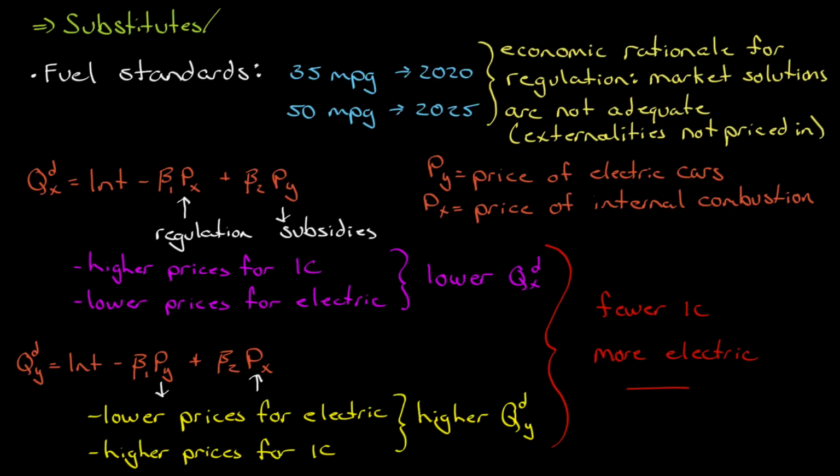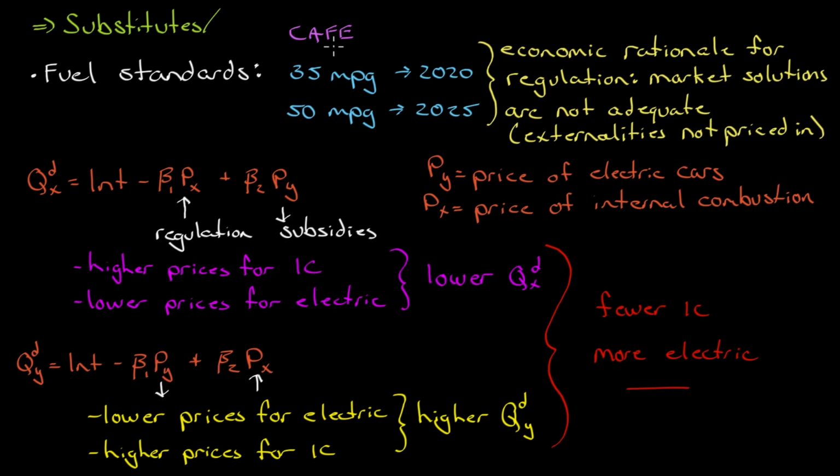Okay, so we're going to deal with substitutes, or at least the equation for substitutes. So I've rewritten the equation here, and we're going to see how we're going to affect the price of internal combustion and how we'll affect the price of electric. Here are the fuel standards that were introduced. Car companies had to produce these average fuel standards by 2020, 35 miles per gallon, and by 2025, 50 miles per gallon. These are what are called CAFE standards, C-A-F-E, and I think that means corporate average fuel economy standards.